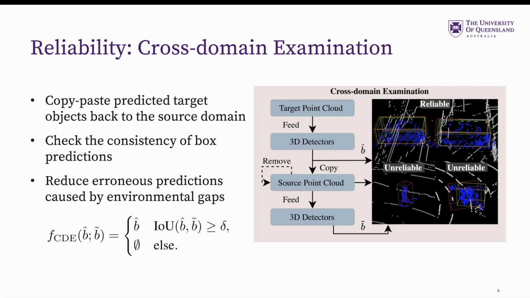Specifically, to address environmental shifts, we introduce a cross-domain examination (CDE) strategy to identify reliable pseudo-labeled objects in the target point clouds. We achieve this by copy-pasting predicted target objects back into source and assessing the consistency of box predictions through intersection over union (IOU). A high IOU indicates a reliable pseudo-label, which is unaffected by environmental shifts.